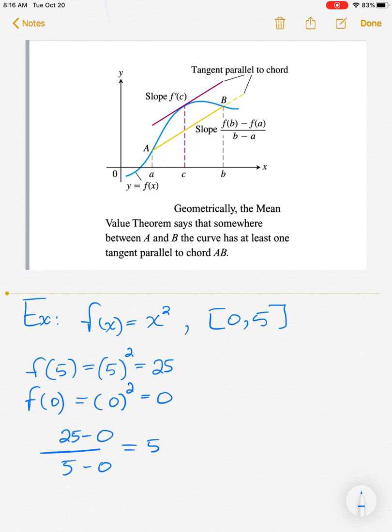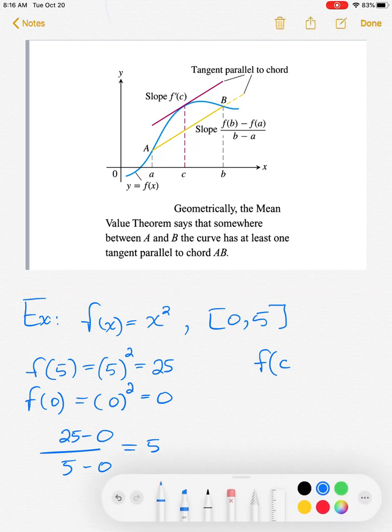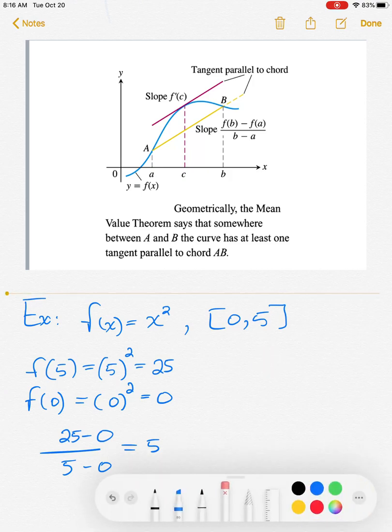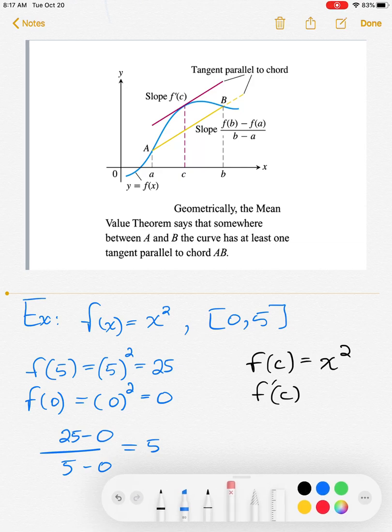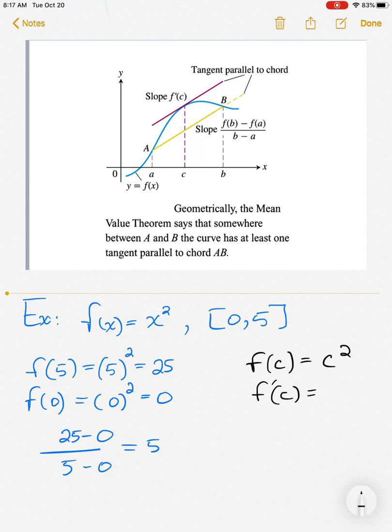From the calculus standpoint, we're going to input c for x. So we have f of c. Let's pull out that black. f of c equals c squared, not x squared. f prime of c equals 2c.